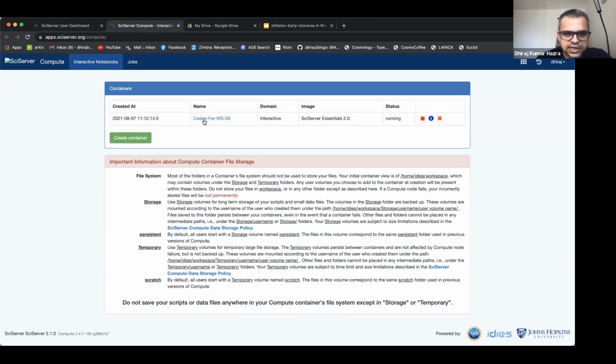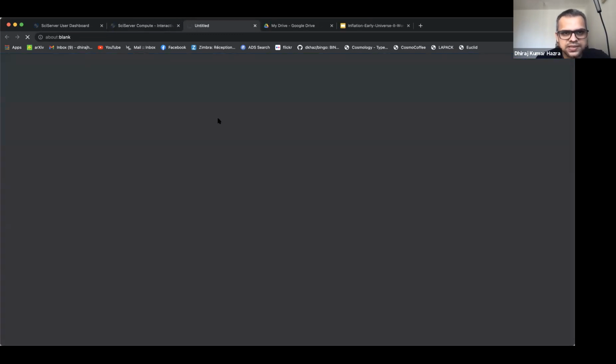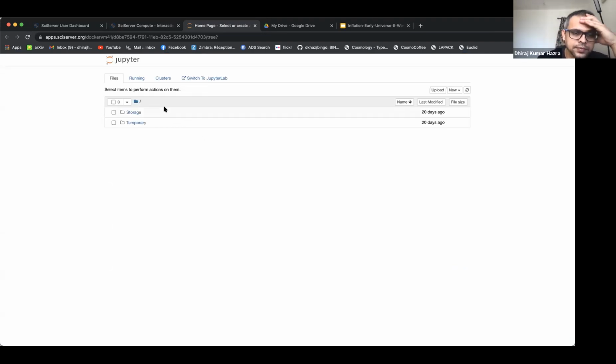Then you create a container, just give some name. For example, I have given the container the name Codes for Workshop ISI. So you also create your own container. You give whatever name you want, ABCD, whatever. All right. Then click on Switch to JupyterLab.